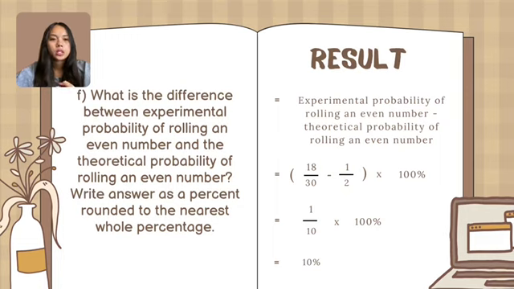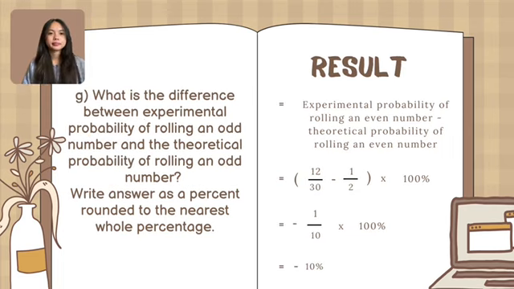For the next question: what is the difference between the experimental probability of rolling an even number and the theoretical probability of rolling an even number? Write the answer as a percent rounded to the nearest whole percentage. And the answer is 18 per 30 minus a half, times 100%, and then simplify it, we'll get 1 per 10 times 100, and the answer is 10%.